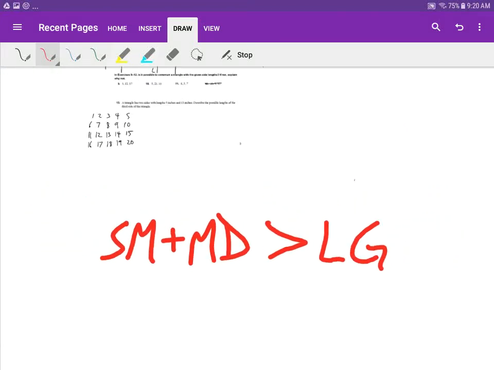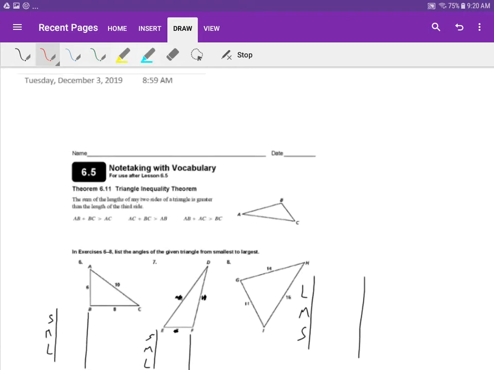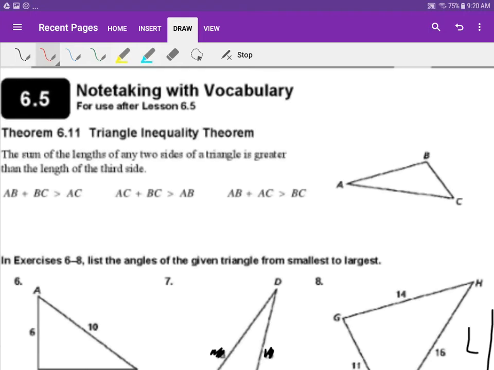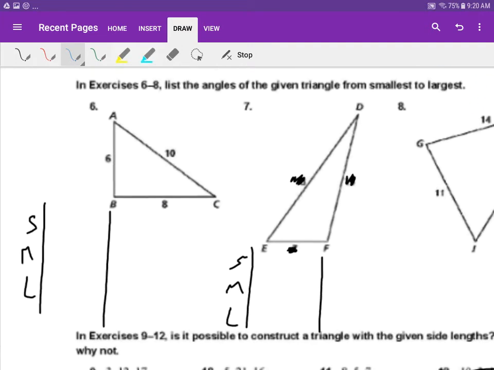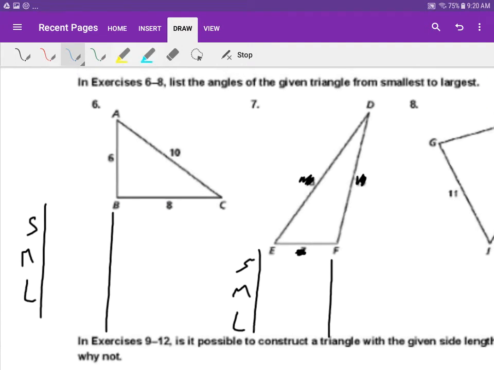Okay, so this is the triangle inequality theorem. The way this works is, whichever side is the longest, like for instance here, that means it is across from the biggest angle. So the smallest side is across from the smallest angle. The medium side is across from the medium angle. They just go together. So here's how you start off your classwork.